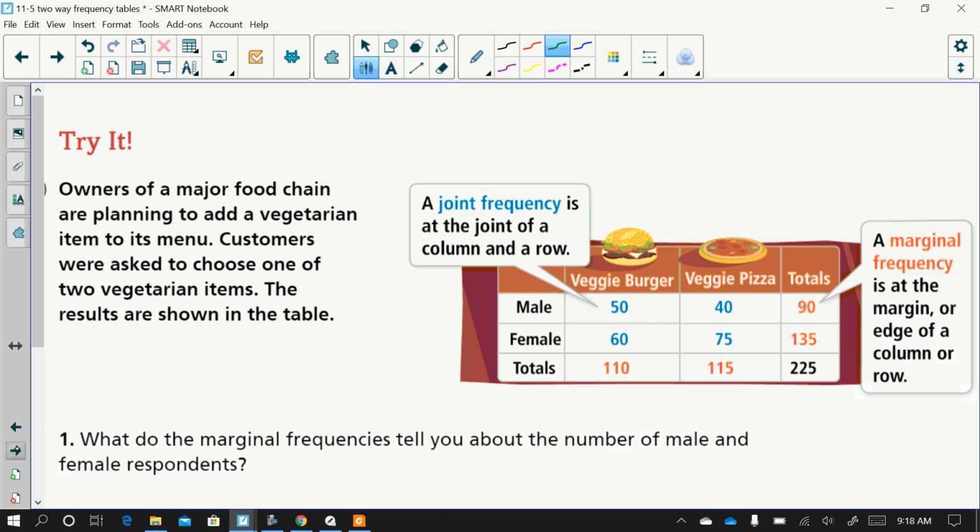Now, same data here. What did the marginal frequencies tell you about the number of male and female respondents? Well, we had a lot more females than we did males. So that is what this tells me.